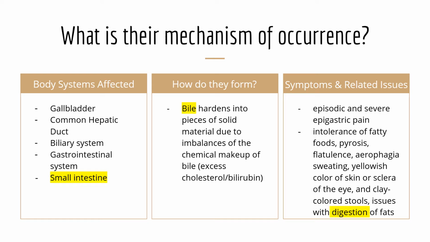Gallstones affect many parts of the body in many ways. They largely affect the gallbladder, liver, and common hepatic duct, which make up the biliary system. They also can affect the gastrointestinal system, specifically the small intestine. Gallstones form when bile hardens into pieces of solid materials. This solidification is caused by imbalances in the chemical makeup of bile.